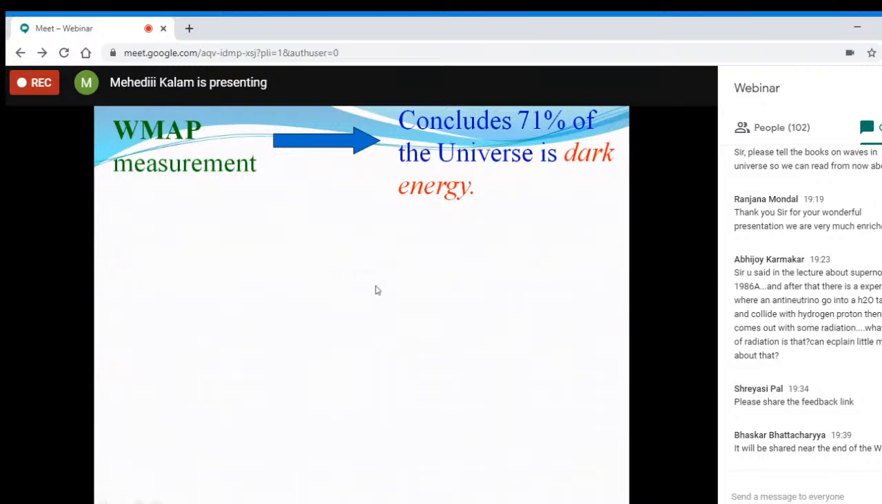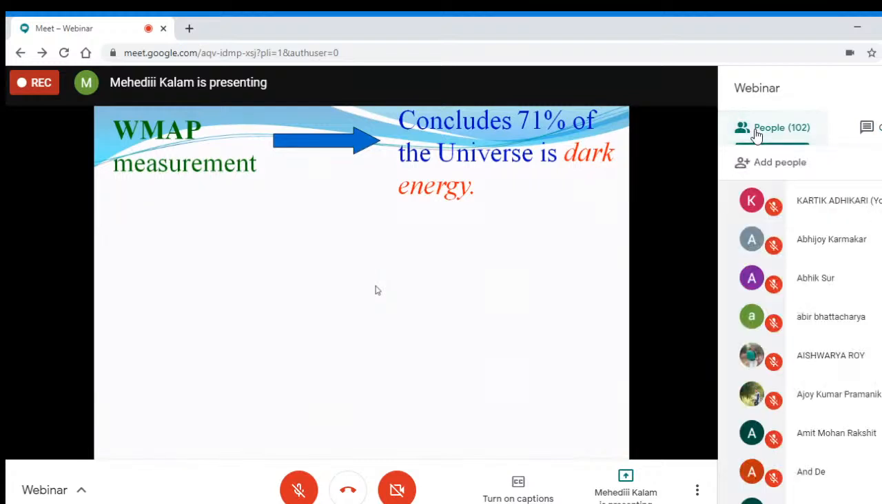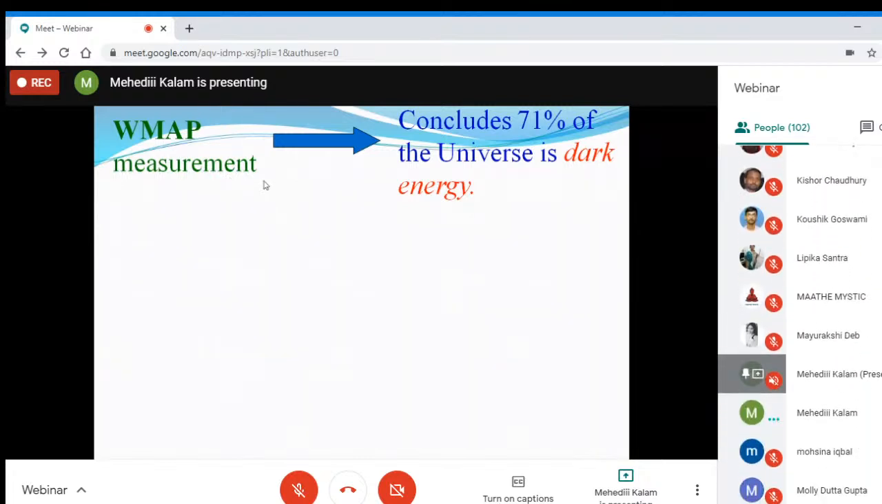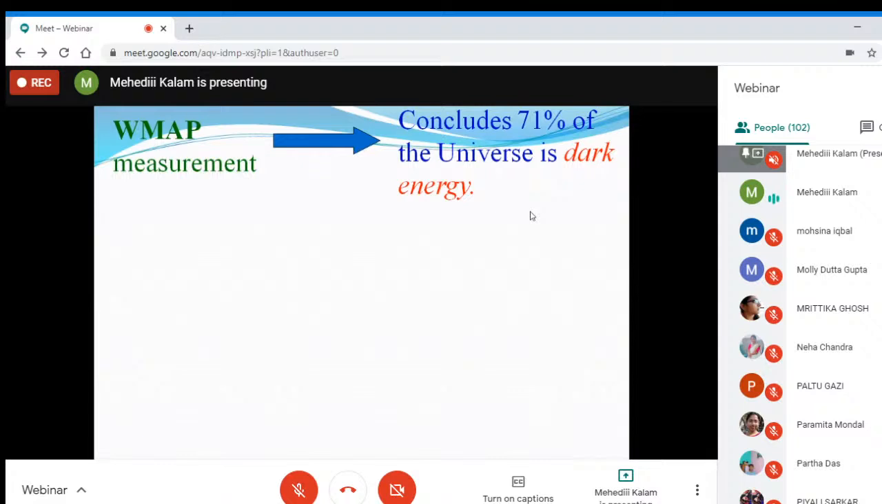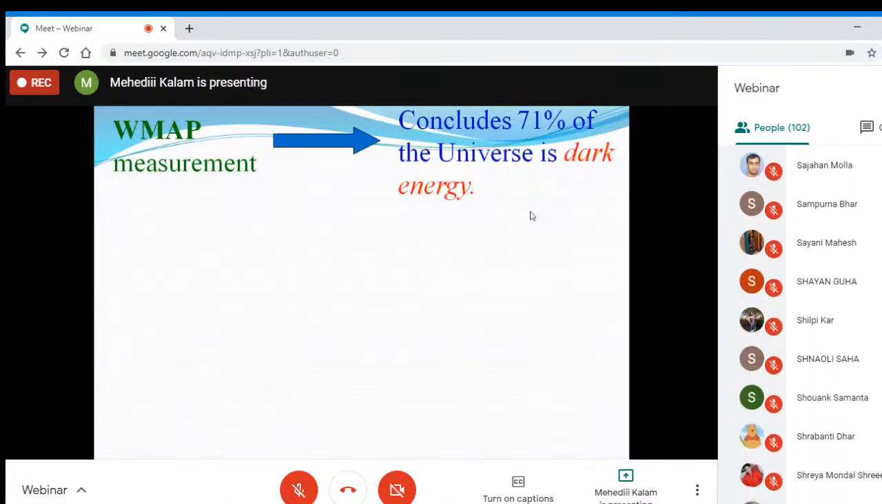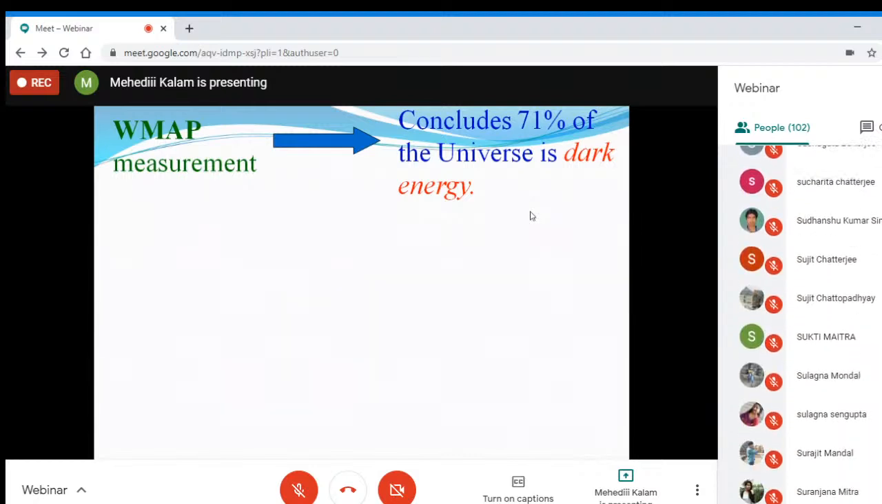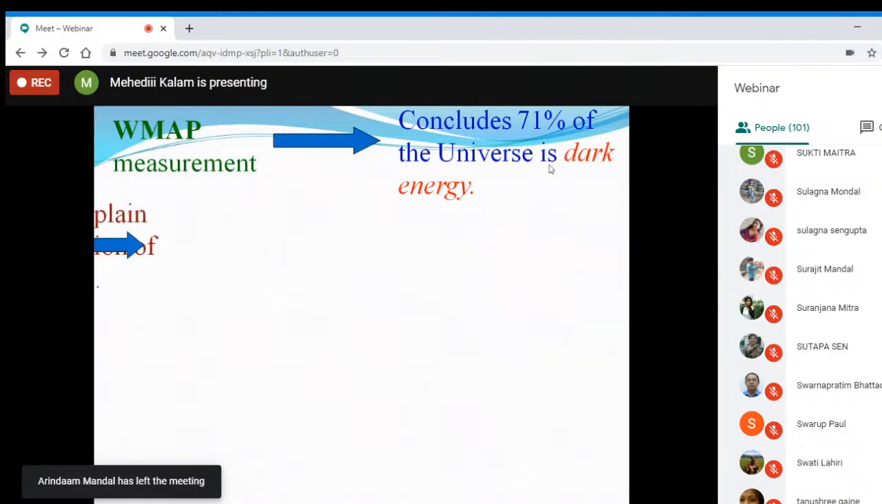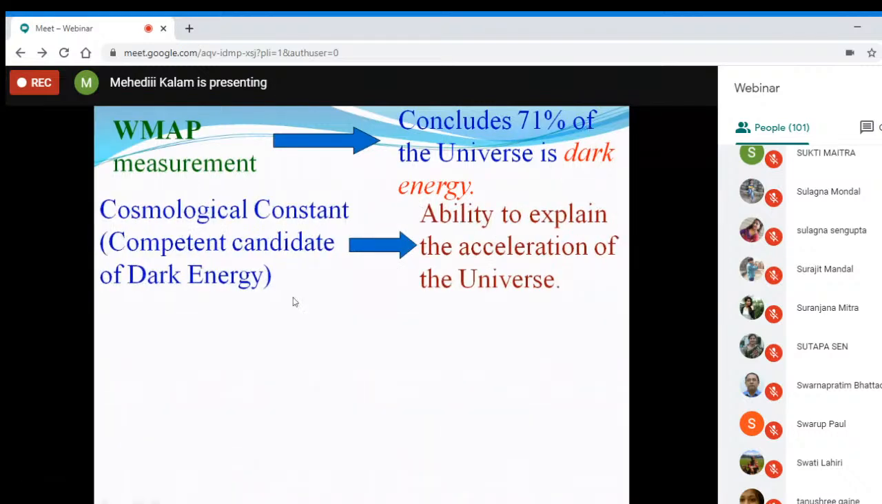Now, as I told, scientists are trying to get the wormhole structure. So there is the WMAP measurement, from where we conclude that 71% of our universe is dark energy, and we all know that the acceleration of the universe is actually due to this dark energy. The cosmological constant is also very important for this dark energy, and it is able to explain the acceleration of the universe.